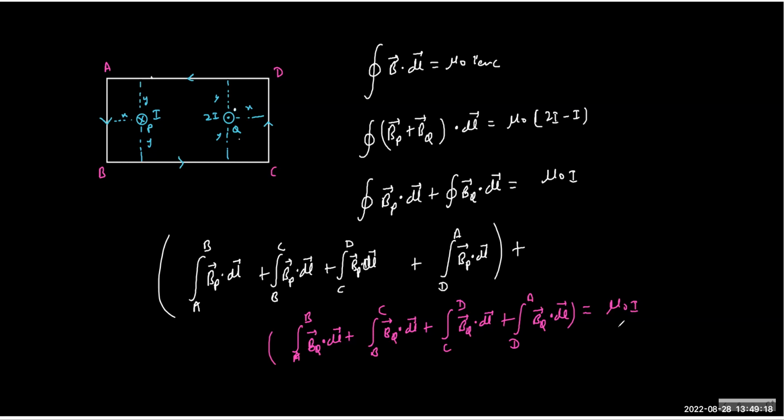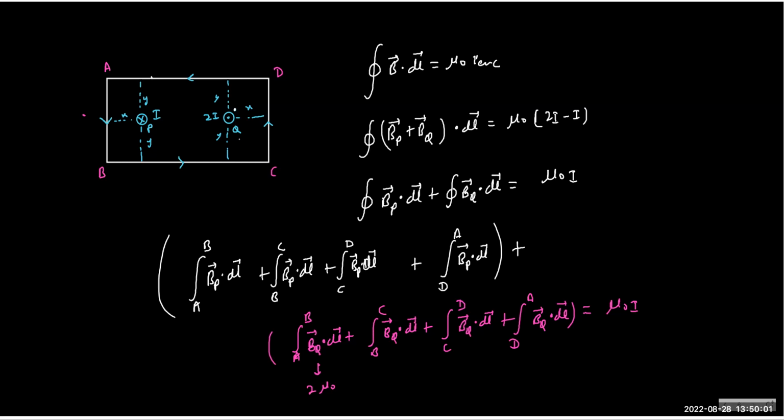Now the question is, we are supposed to substitute every value. Let's see what is given to you. BQ dot DL from A to B is 2 mu naught, right? A to B is here and Q is here, and it is 2 mu naught. We can use the symmetric property. So what will be the BP for C to D?